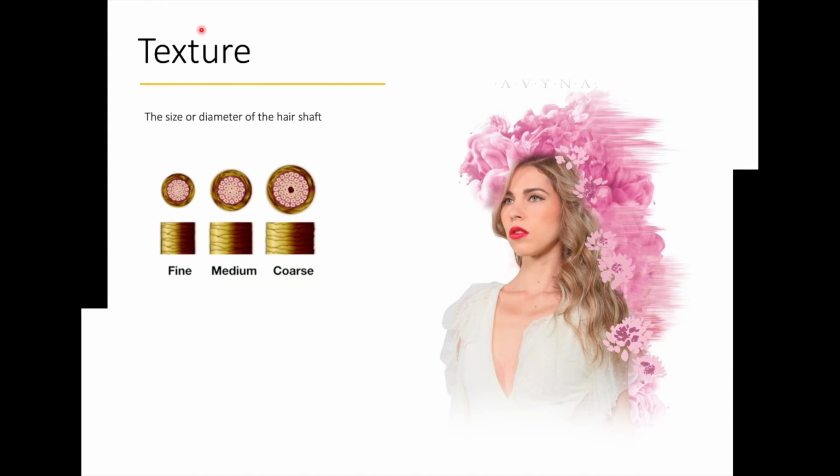Now we have texture. This is the size or diameter of the hair shaft, which has three categories: fine, medium, or coarse. In relation to hair color, fine hair accepts color and lightness quicker than coarse hair. Coarse hair is generally more resistant to color services, and fine hair is the smallest of the three, and you can barely even feel it when it's isolated. It's also the most susceptible to damage. And medium hair is the most common type, and coarse hair is the most resistant to damage and thicker in terms of diameter.